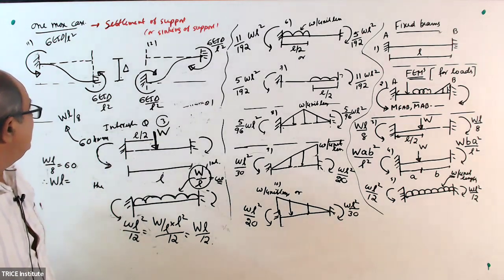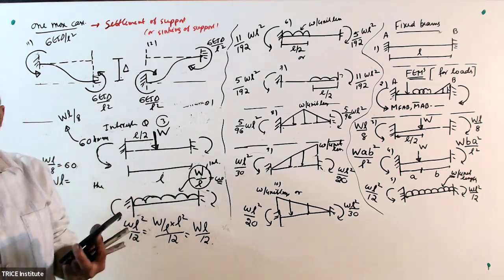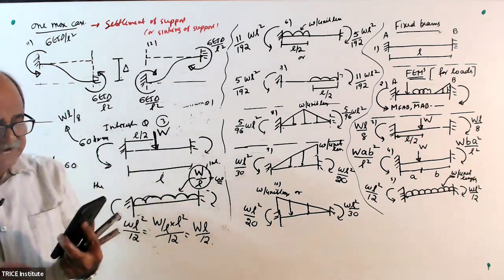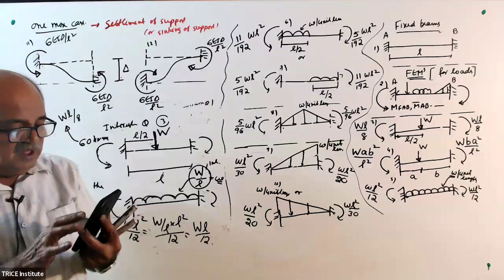When WL by 8 is 60, what is WL? Oh, this is very bad. You are attending for no purpose if you do not respond that much. When you came to my class, you should at least be a little attentive.